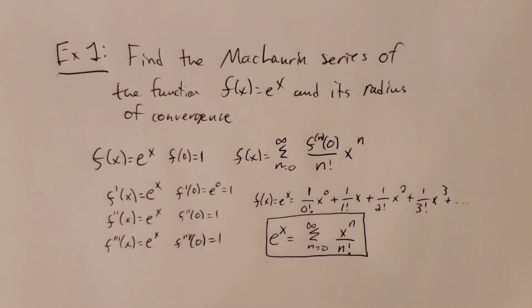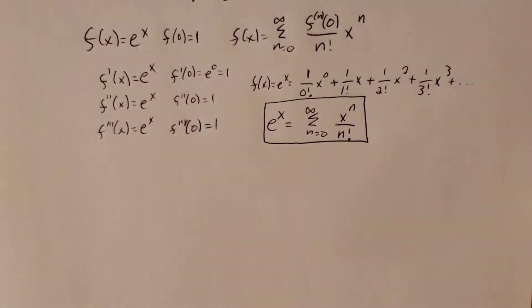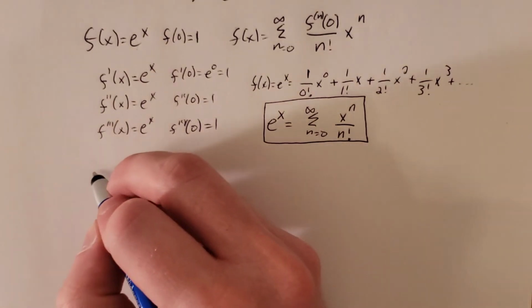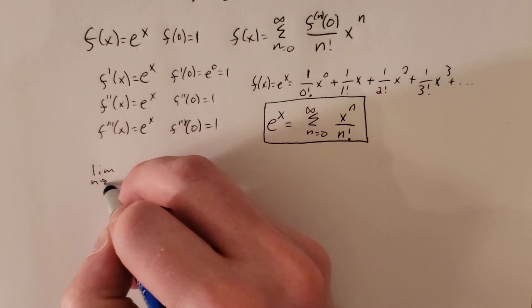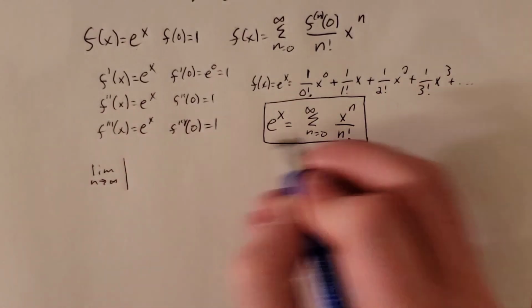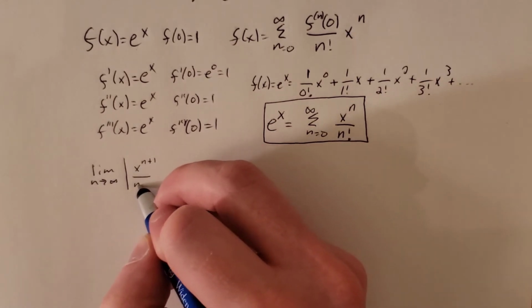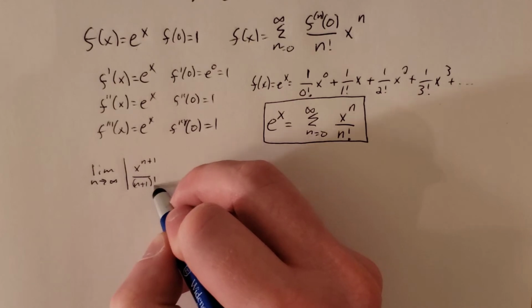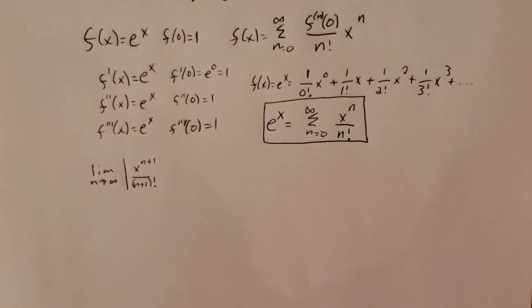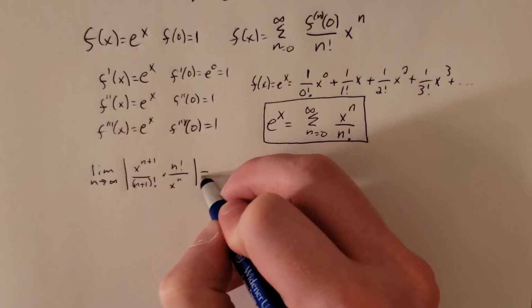And now, for what values of x is this true? Well, for that we find the interval of convergence for this series, and we can use the ratio test for that. So we take the limit as n goes to infinity of the absolute value of a sub n plus 1, which is x to the n plus 1 over n plus 1 factorial, divided by a sub n, which is the same as multiplying by the reciprocal, so that's n factorial over x to the n.